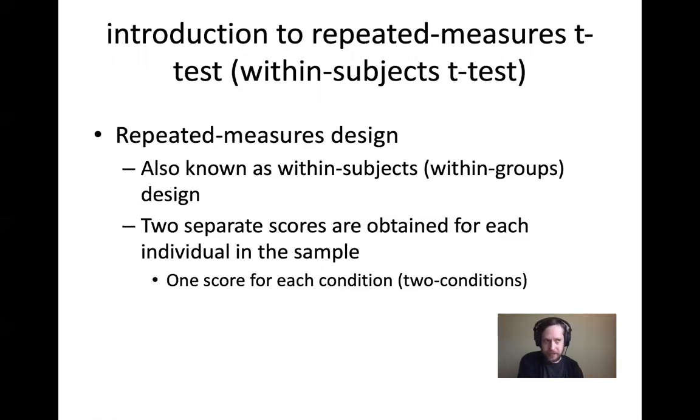A repeated measures design, once again, is when each participant contributes a score for all of the conditions in the study. So if we have a study with 2 conditions and I'm a participant in that study, I'm going to contribute a score to condition 1, and I'm going to contribute a score to condition 2, and everyone would be the same. All the participants would contribute a score to condition 1, and they would contribute a score to condition 2. That's a within subjects design, or a repeated measures design.